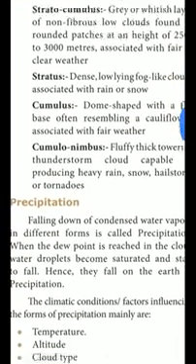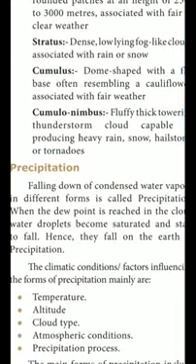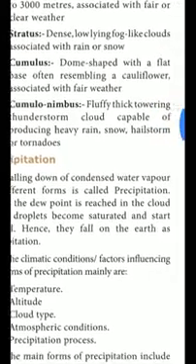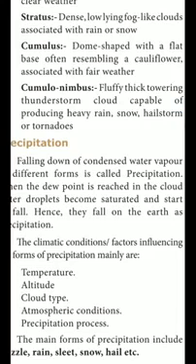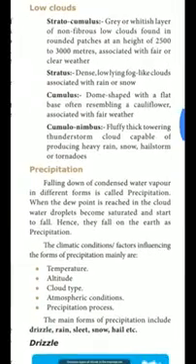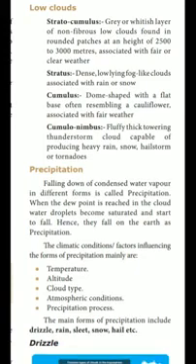Next one is the precipitation. What do you know about this precipitation? Falling down of condensed water vapor in different forms is called precipitation. What is called precipitation? Listen, this is also one important question. Falling down of condensed water vapor in different forms is called precipitation. When the dew point is reached in the cloud, water droplets become saturated and start to fall. Hence they fall on the earth as precipitation.